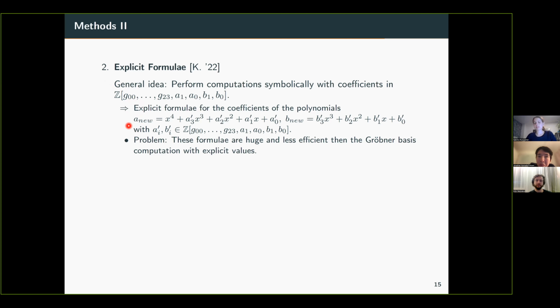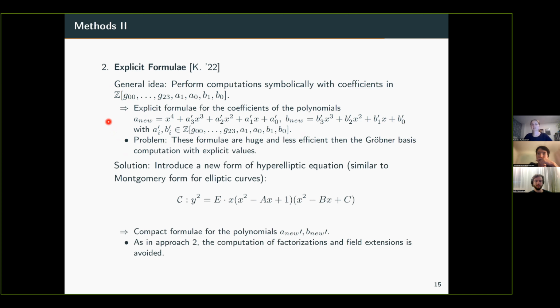So again, the result will be polynomials A nu and B nu as before. And one can then find formulas for the coefficients of these polynomials. And so these formulas are then just formulas in G0 up to G23 and A1, A0, B1, B0. The problem with such formulas is that they are quite huge. If we don't make any further restrictions, it's in the end not very efficient to use such a representation, and it would be faster to just do the Gröbner basis computations from before.